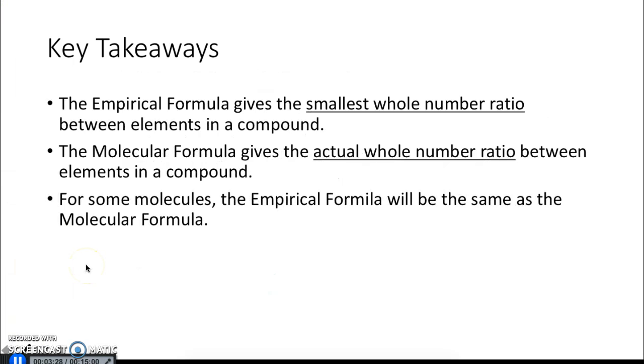So the key takeaways are that the empirical formula gives the smallest whole number ratio between elements in a compound, and the molecular formula gives the whole actual number ratio between elements in a compound. And for some molecules, the empirical formula will be the same as the molecular formula. So that's my whole presentation.